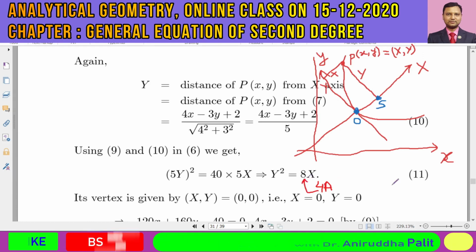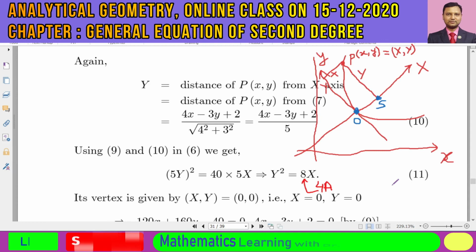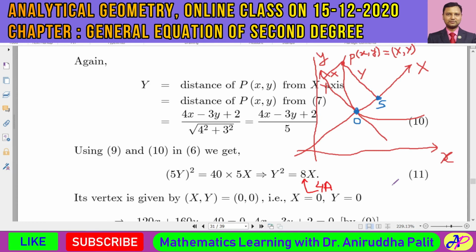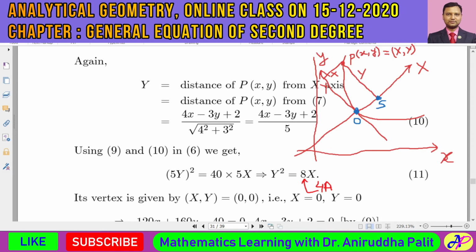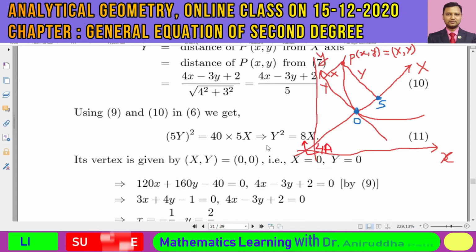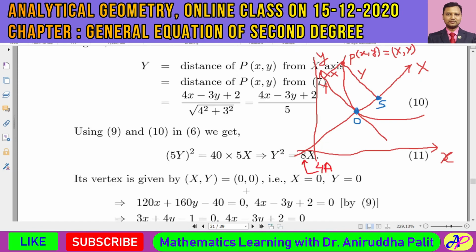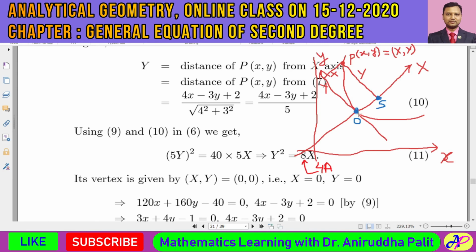Okay, this 8 is equal to 4a. Therefore, from this result it is clear that the length of the latus rectum is equal to 8 units. All right, and now what would be the vertex? You see, this is the vertex, the point O.